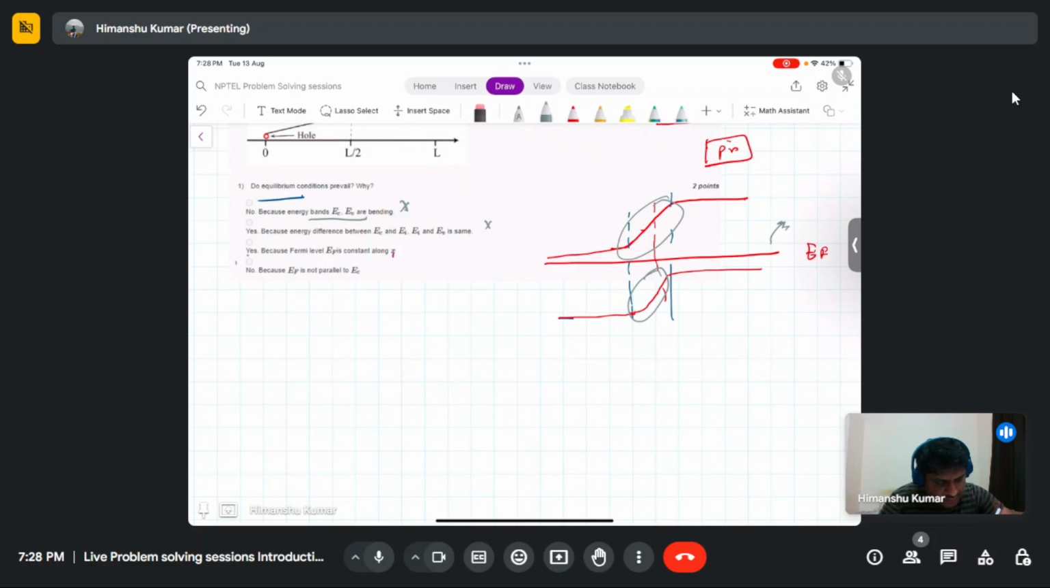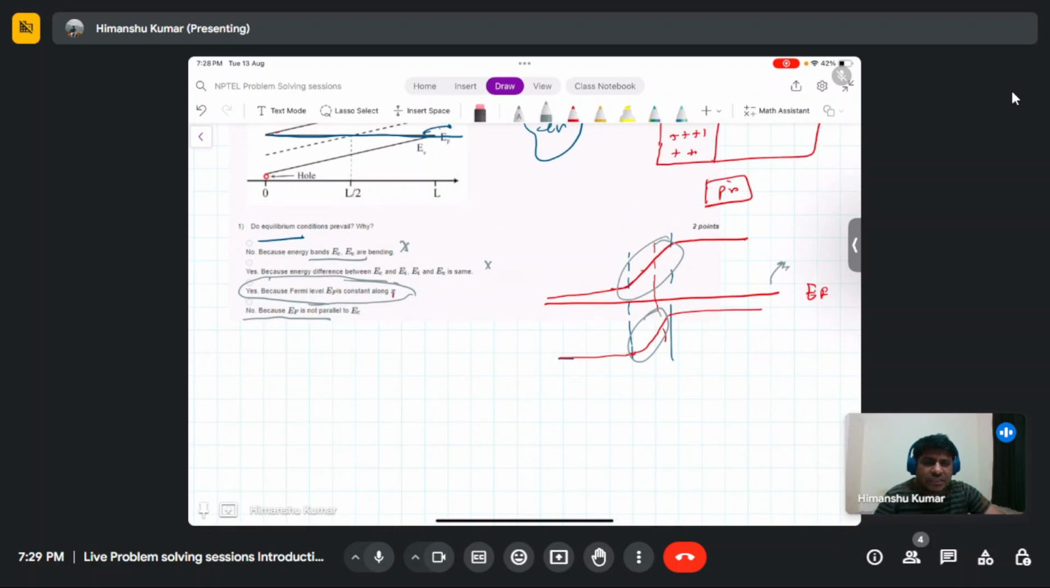The third is yes, because the Fermi level is constant throughout. This is the correct answer, and this is the correct explanation also, because the Fermi level is flat, that's why your semiconductor is in equilibrium. The last option is no, because EF is not parallel to EC. But EF may not be parallel to EC in all cases, whether equilibrium or non-equilibrium. So you need to look at EF properly.